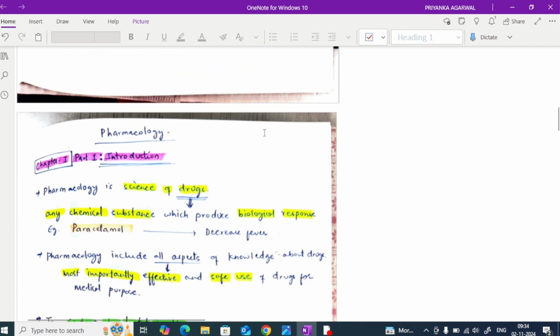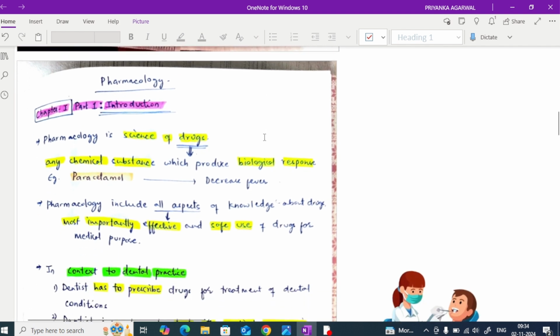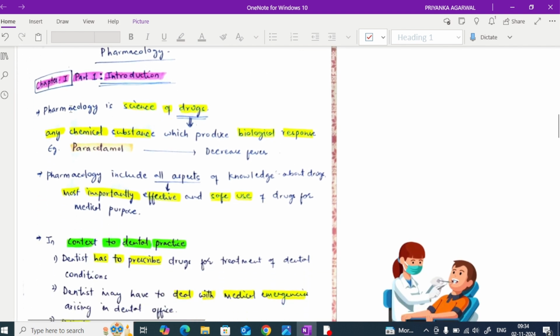Before that we will see some really basic things about pharma. What is pharma about? Pharma is the science of drugs. So what is a drug? Any chemical substance which produces a biological response. For example, paracetamol is a drug because it is decreasing fever. It is acting on the human body or living system, and the decrease in fever is the biological response.